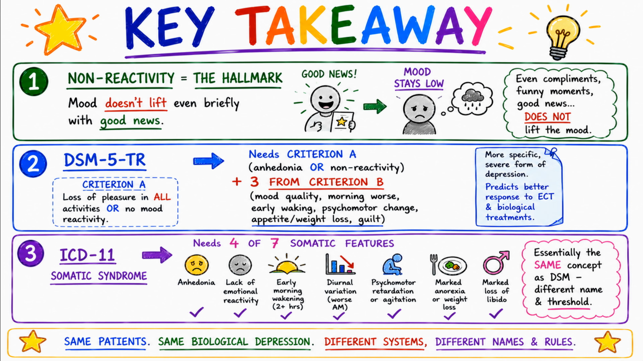You can't turn it up by adding good news or a pleasant event. It's not reactive at all. That non-reactivity is the hallmark. DSM calls it melancholic features. ICD calls it somatic syndrome. Both mean the same patient, the same clinical picture, and the same therapeutic implication. Go biological, consider ECT.